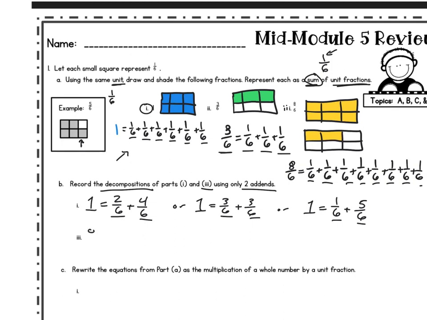Then we can do the same thing with 8/6. I'm only going to show a couple possible answers. So we could say 4/6 plus 4/6. That's 2 add-ins. Or another one, we could say 8/6 equals 1/6 plus 7/6. And that's going to be 2 add-ins as well. So a bunch of different options. So we only needed to actually show one for this problem here.